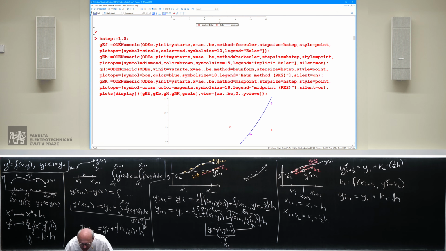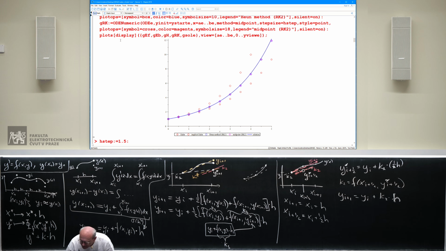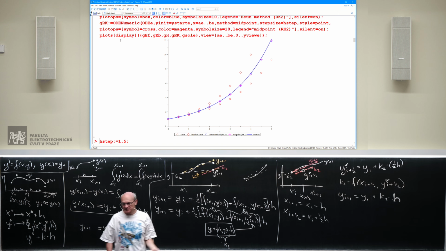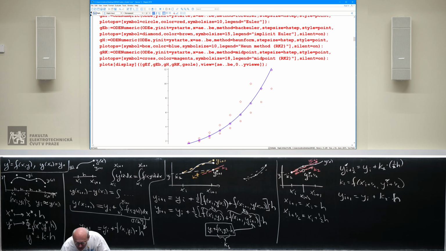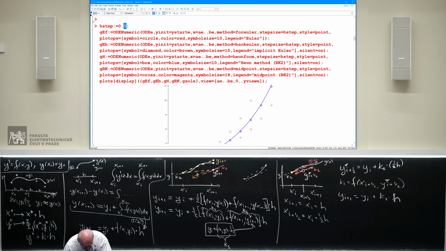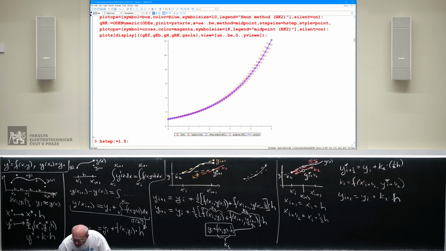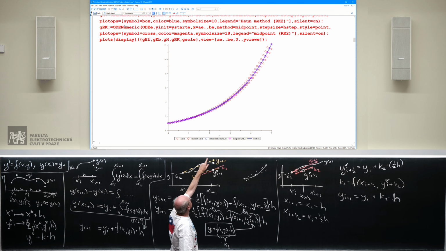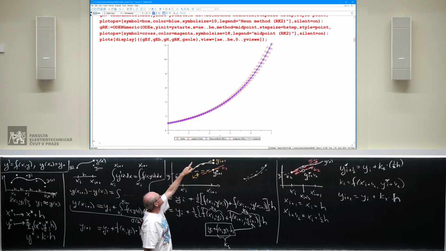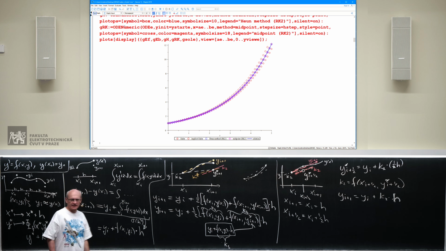So from 1, we go to 0.5. And we can see that the methods of order 2 are almost on the solution, while the methods of order 1 are still a little bit away. How about 0.1? Here we go. And the marks for the methods of order 2, they are actually right on the solution. So they seem to work better. Very nice. Let's have a look at the logistic growth.